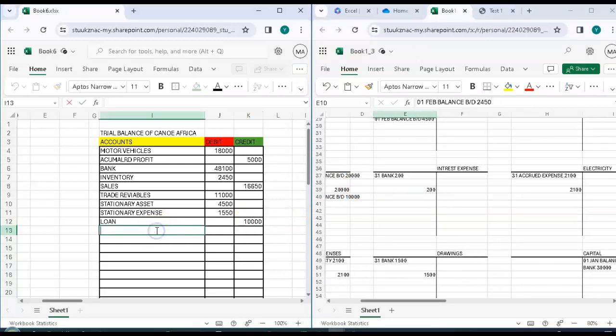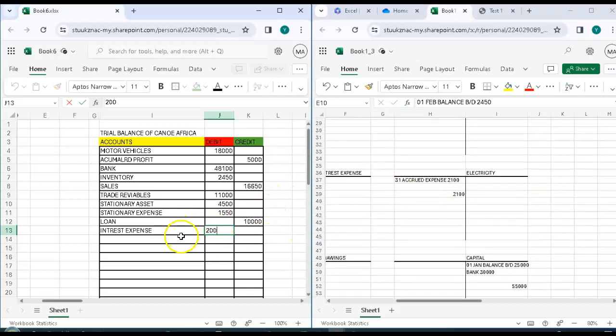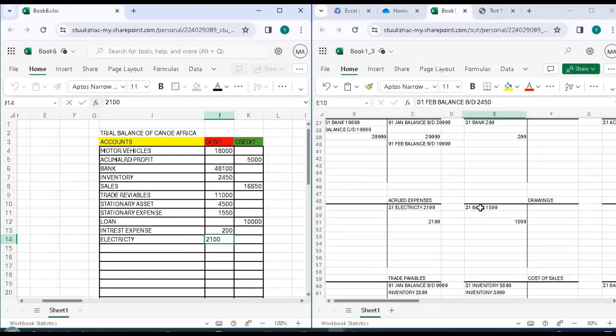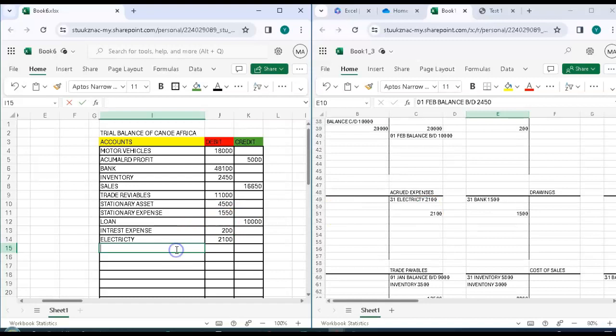Next is interest expense. Interest expense increases over here, so it's 200. The next one is electricity, which is also an expense, 2,100. So we bring the balance on the debit side as 2,100. The next one which we have is accrued expense. This is a liability, so it'll obviously increase on the credit side, 2,100.